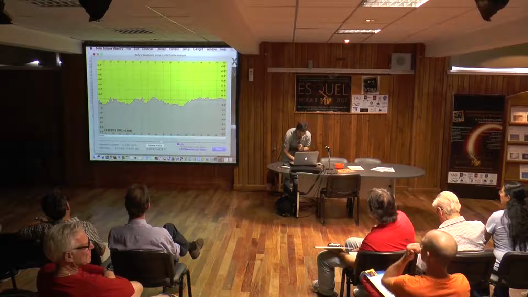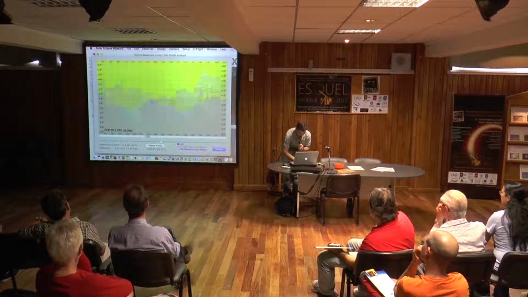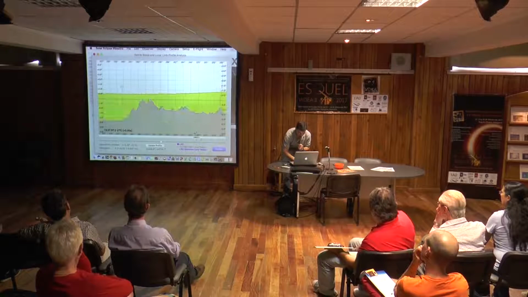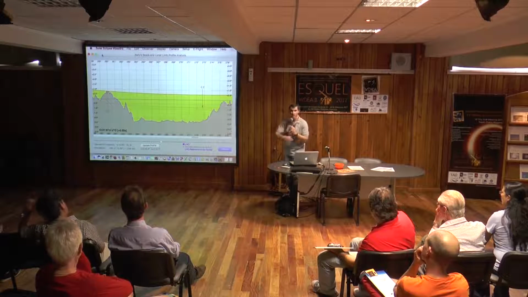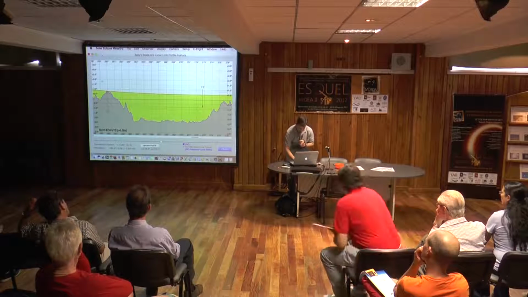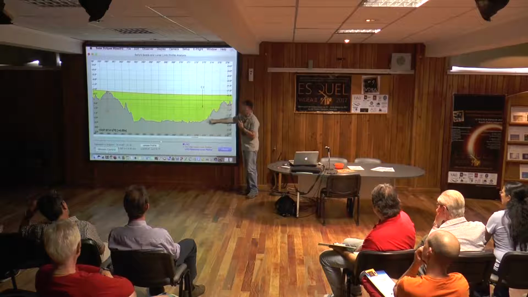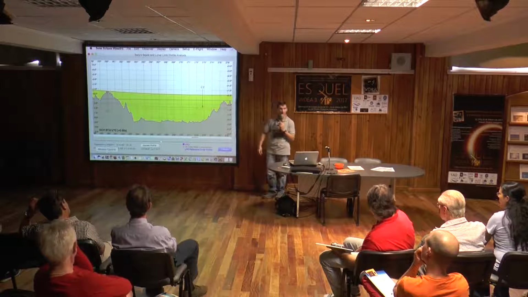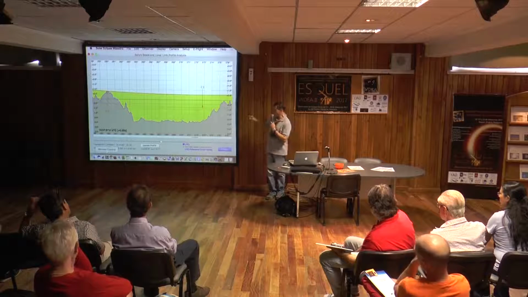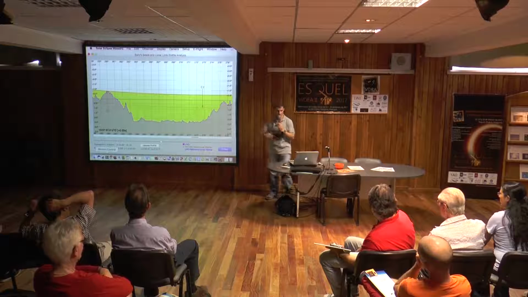So this is the lunar limb profile, in high detail. It's too bad I don't have a bigger screen, but as you can see, it's very accurate. Even the small details on the moon are taken into account. And I'm going to show you the progress from the last 50 years.